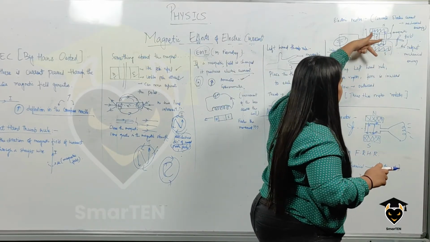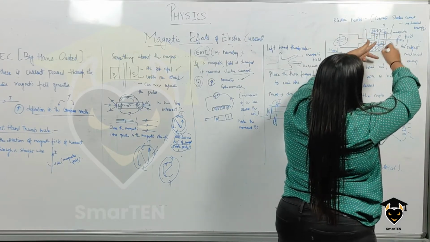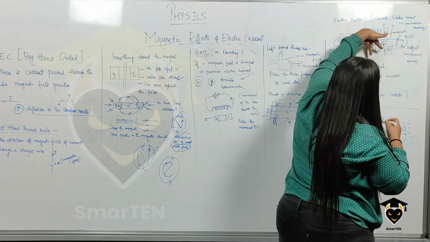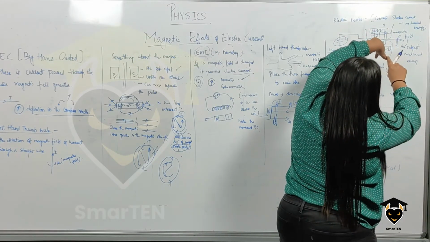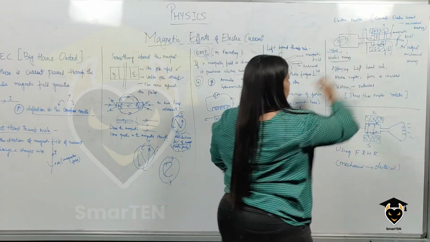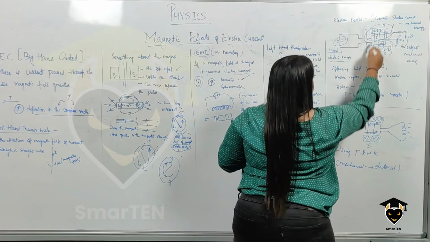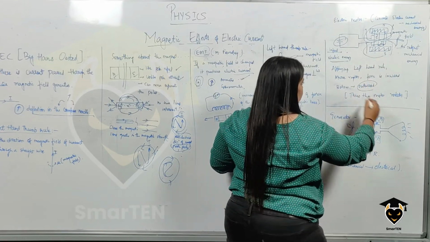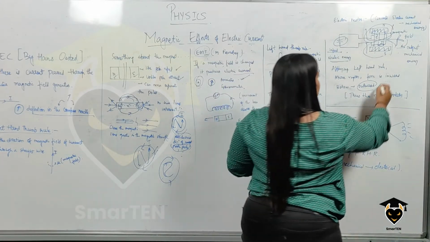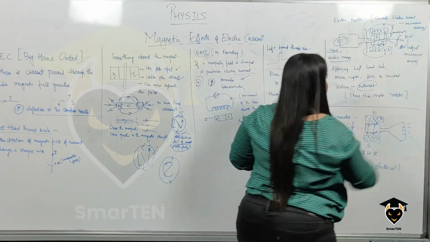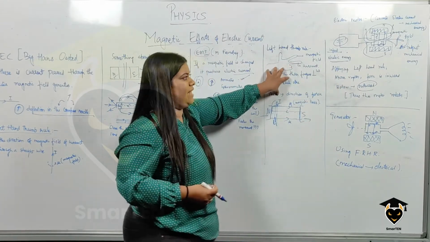I have to keep it perpendicular, and the magnetic field is in the downward direction. So I have to place it like this, perpendicular, which means the force is outward. Now, in the above region you have the inward movement, and in the below region you have the outward movement. When you have an inward and an outward movement, the motor starts to rotate. So basically, your electric motor works on the principle of the left hand thumb rule.